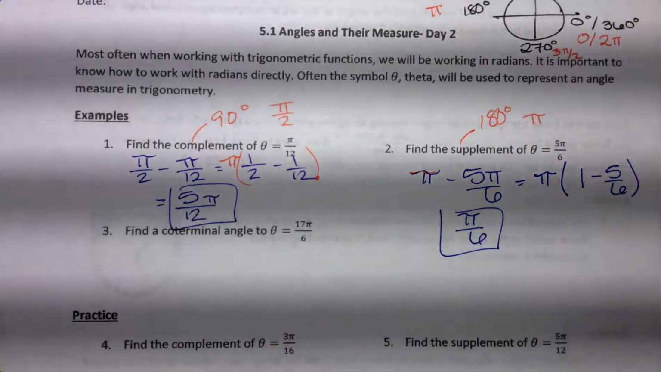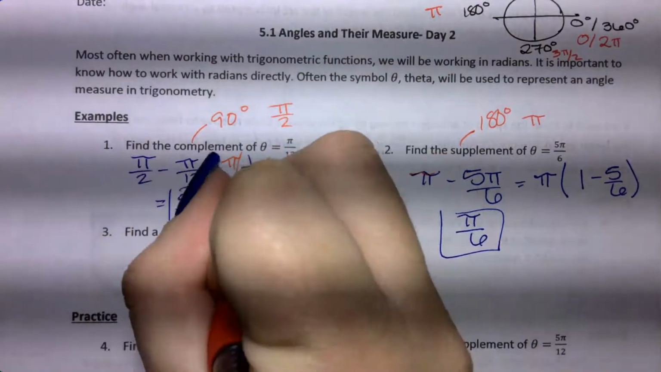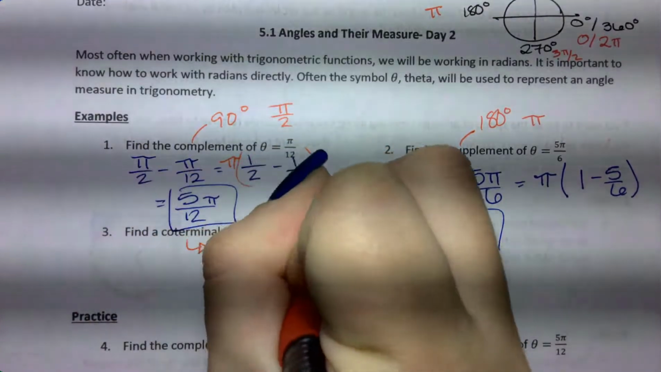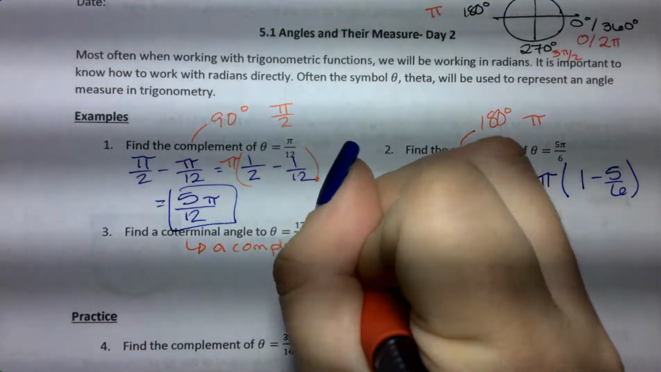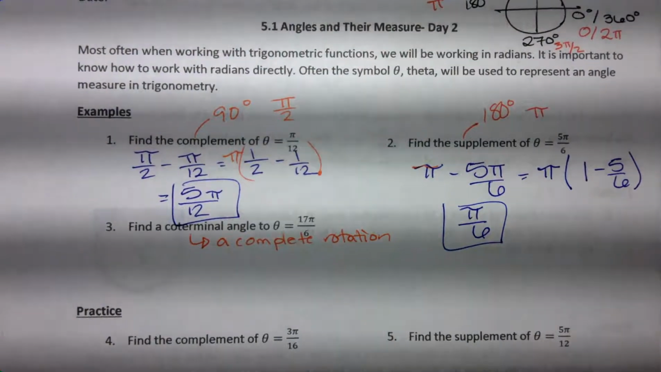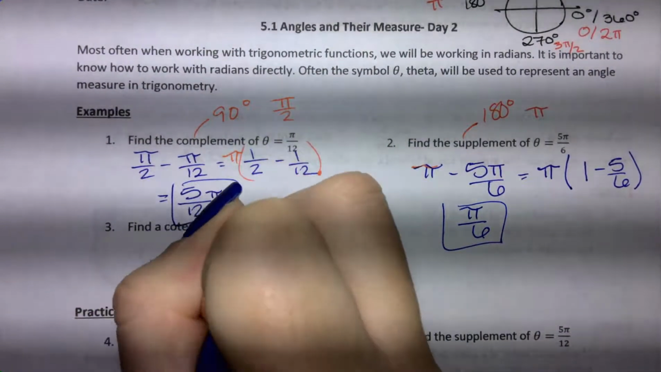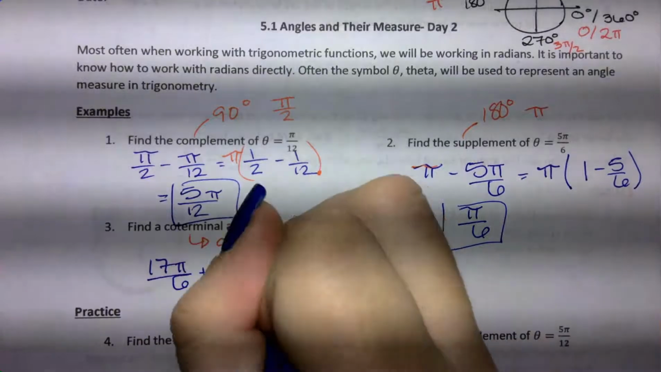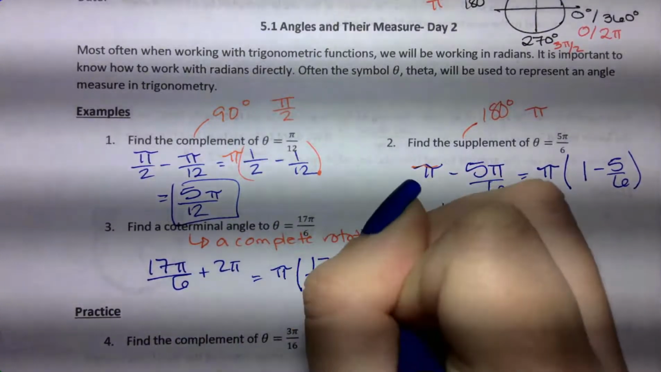Number 3 wants me to find a coterminal angle. Remember, this is a complete circle away. Let's use the word rotation. So a complete circle in radians is 2 pi. So I'm going to take the 17 pi over 6 and add 2 pi. Again, I want to pull out my pi's and focus on adding the 17 over 6 and 2.